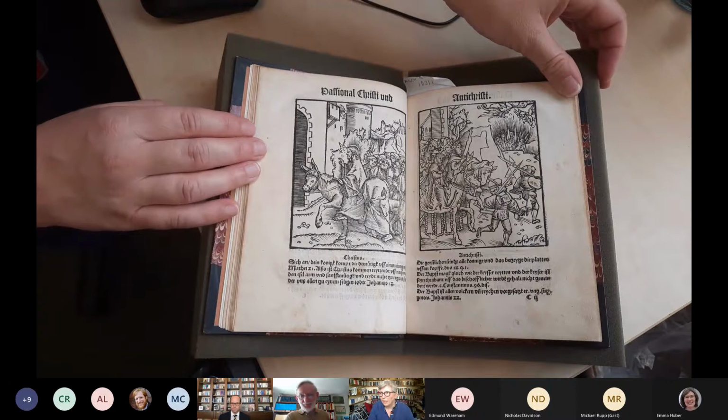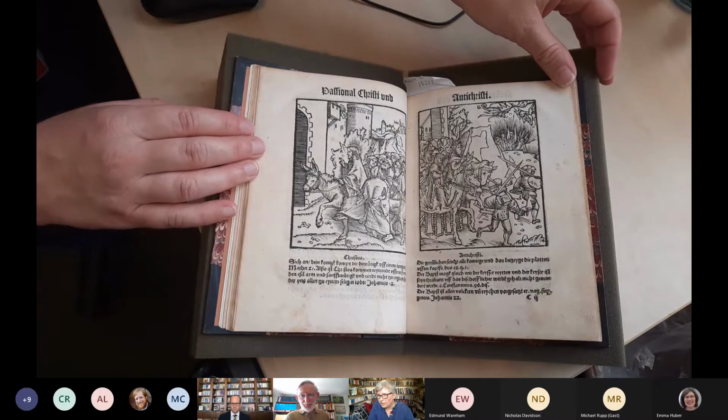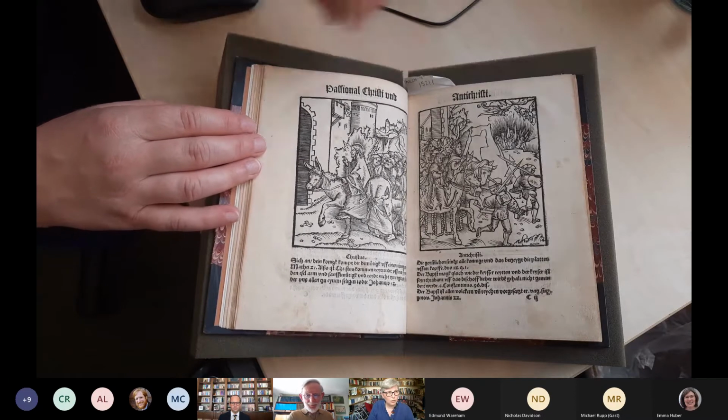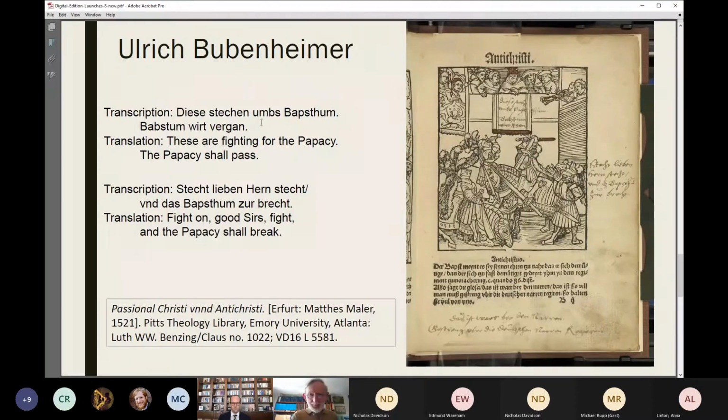I think that's enough of that. So I'll switch now back to our PowerPoint and hand over to Ulrich Bubenheimer, who is talking about early readers engaging with the Passional. Bitte sehr, Ulrich.